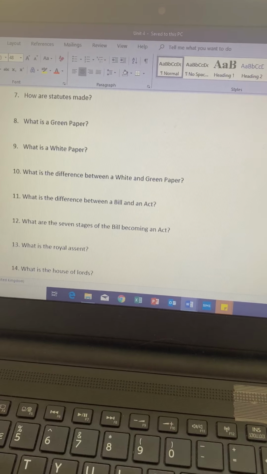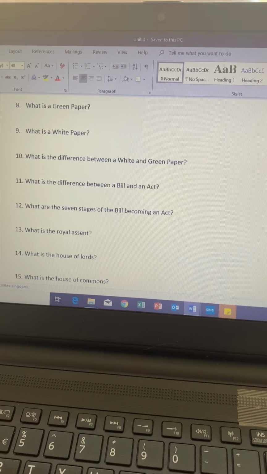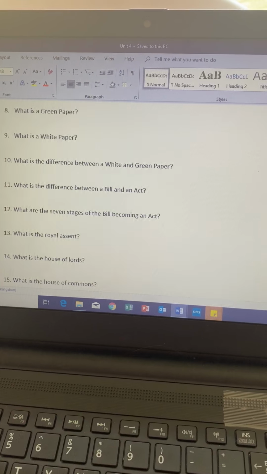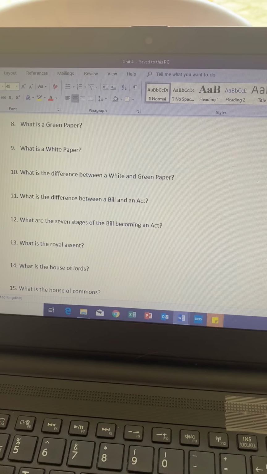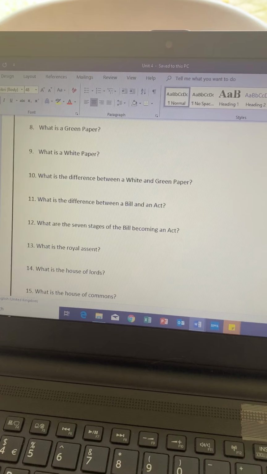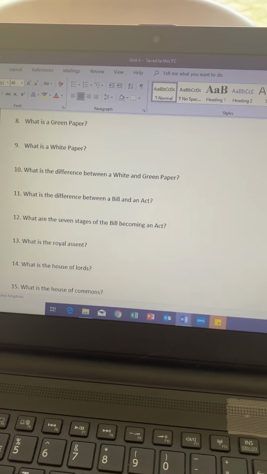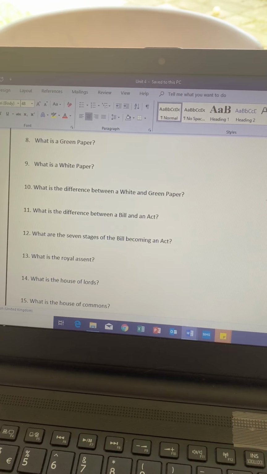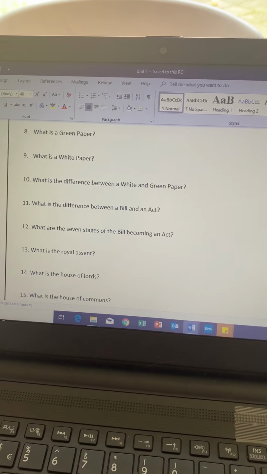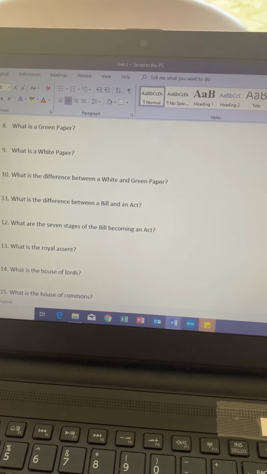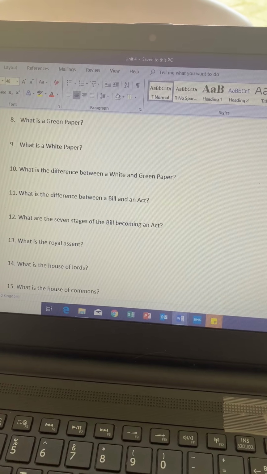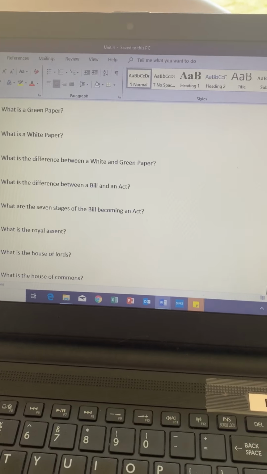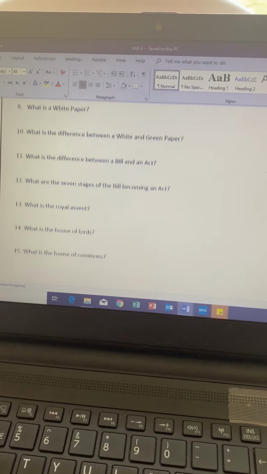So, seven stages. You've got first reading, second reading, committee stage, report stage, third reading, and then they repeat all those stages between the House of Lords and the House of Commons. Remember that the House of Commons always gets priority, making the final decision if there's disagreement between the two houses. Then you've got the royal assent, and then it becomes an actual Act of Parliament.